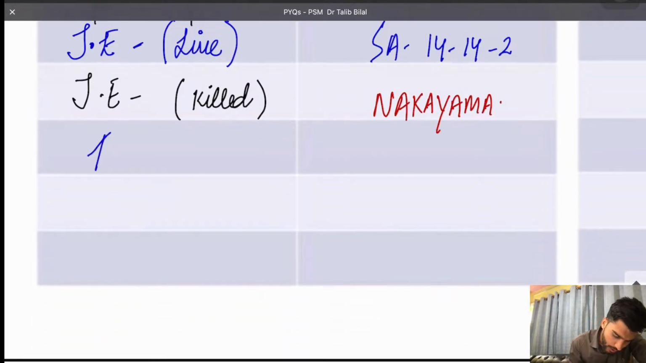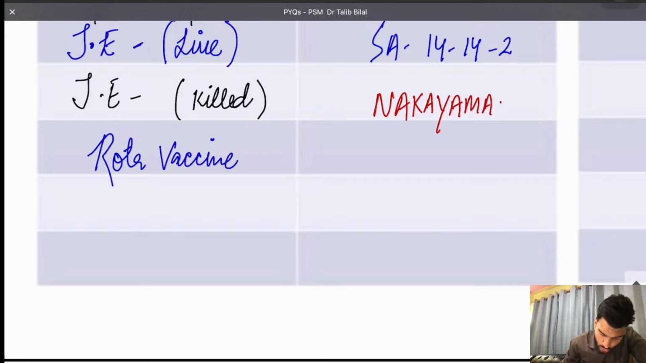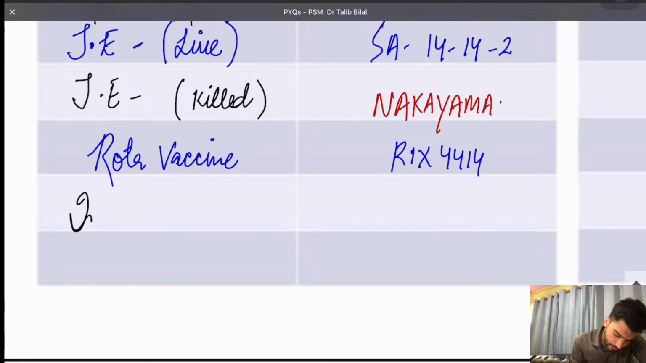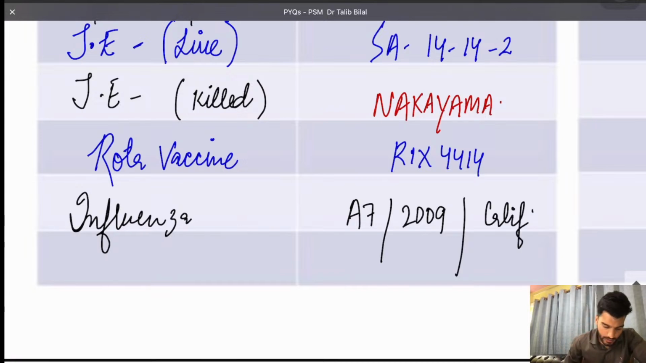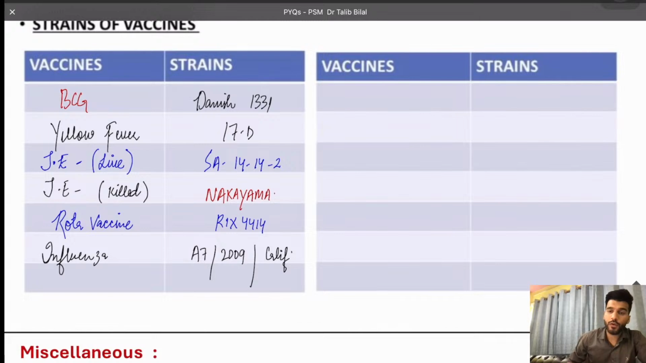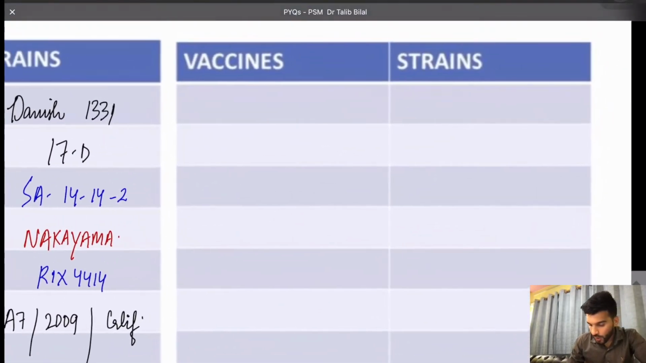If the question is about Rota vaccine, it's RIX4414. If your question is influenza, recall all the strains in the comment section, guys. They are important from a microbiology point of view, and also this. Yes, if it is influenza, your answer goes to A/California/7/2009. Chalo, influenza. Drug of choice for influenza, oseltamivir, neuraminidase inhibitor.